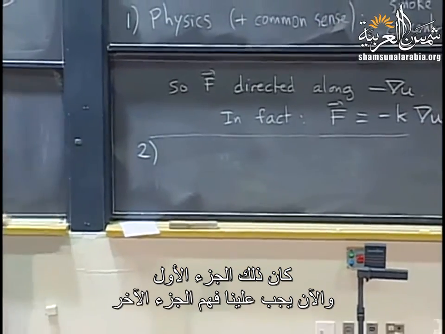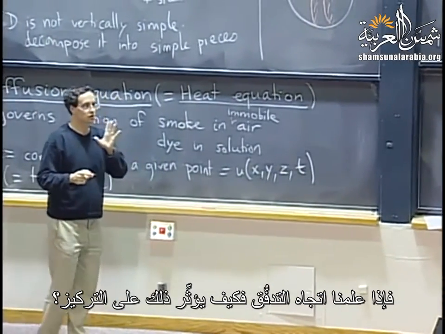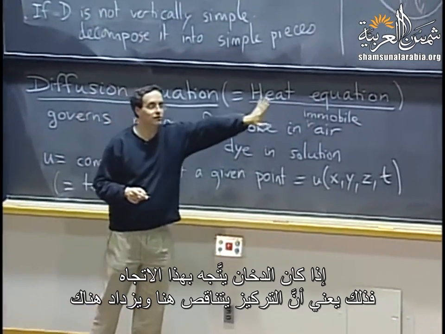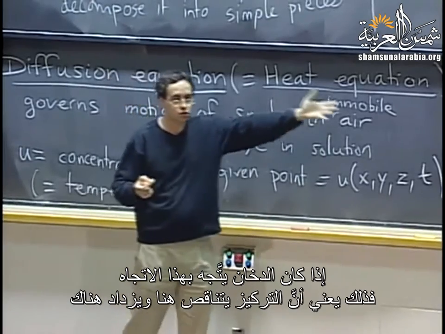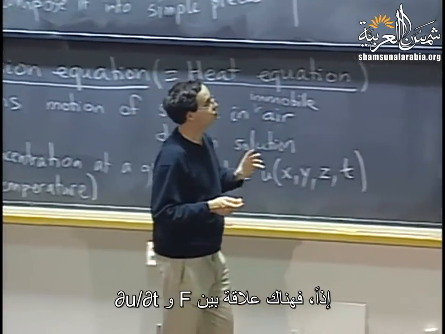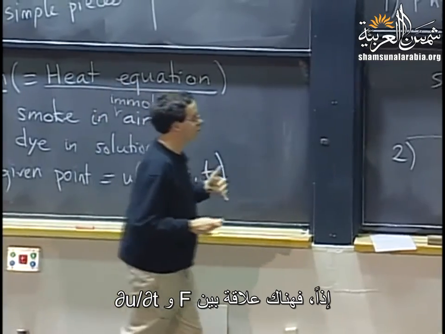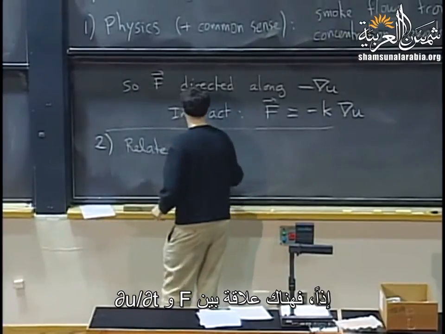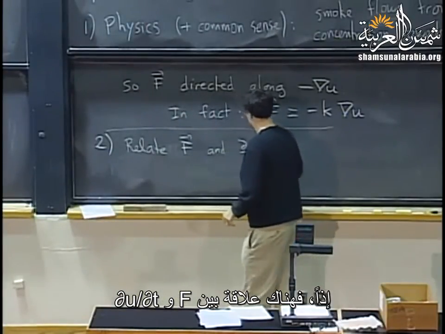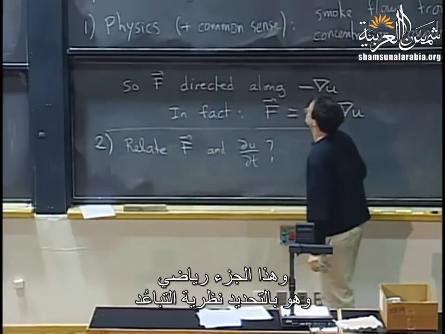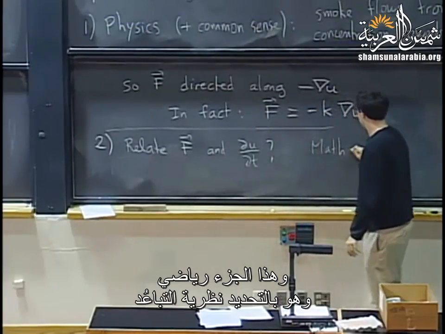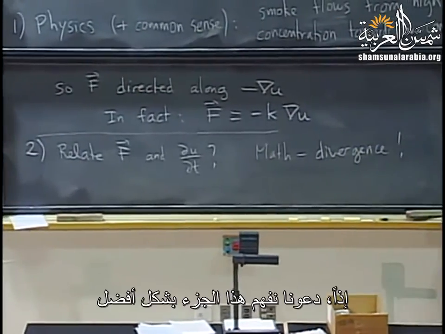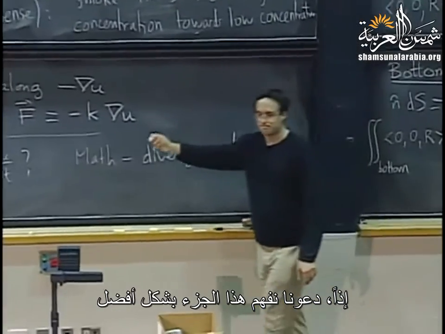Now we need to understand the second part, which is once we know how the flow is going, how does that affect the concentration? If smoke is going that way, then it means the concentration here should be decreasing, and there it should be increasing. So that's the relation between F and partial u, partial t. And that part is actually math, namely the divergence theorem. So let's try to understand that part more carefully.